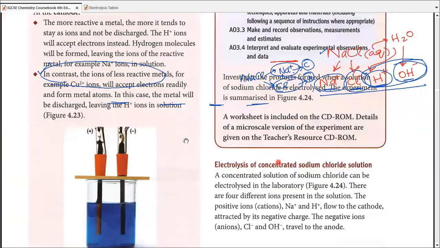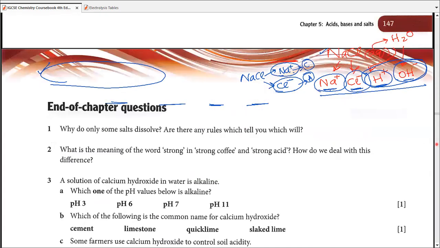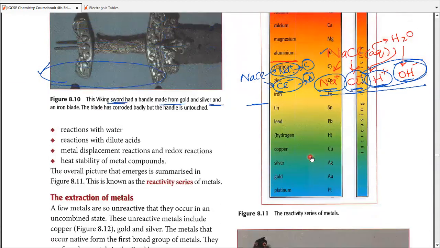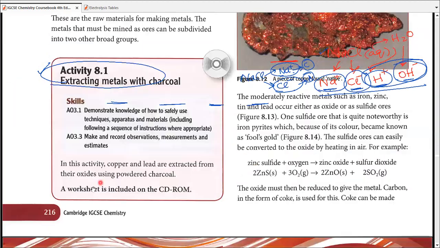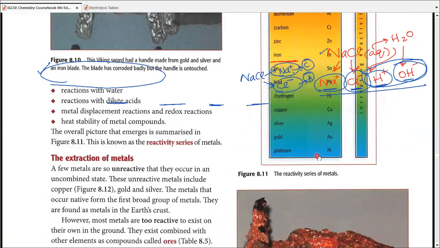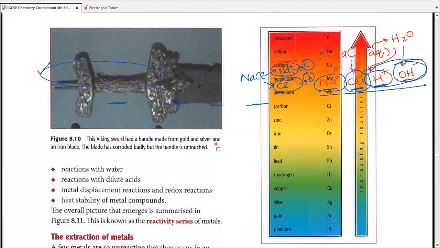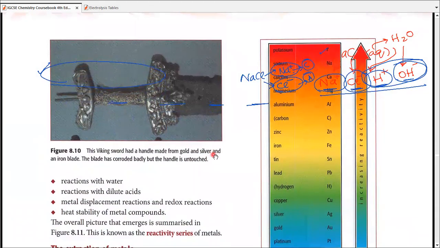And instead of studying anything from here, I'm going to take you all the way to chapter number 8, page number 216. This is figure 8.11 that I was talking about. Now take a look at this figure. You're going to find a huge long list.